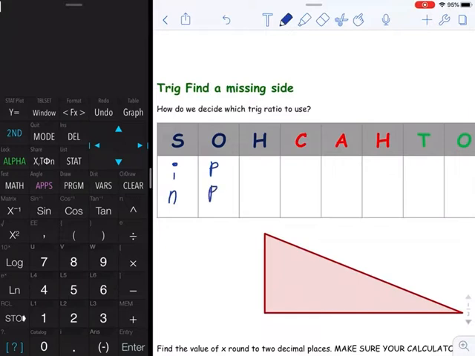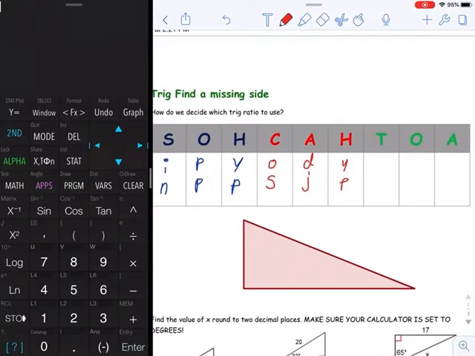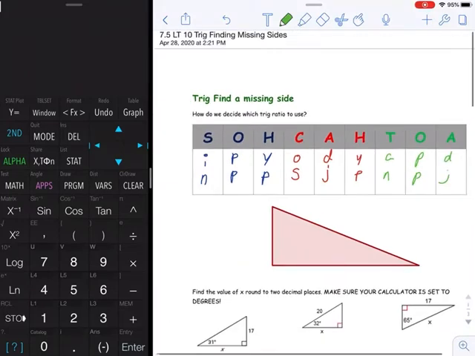So you use sine when you have the opposite side and the hypotenuse. You use cosine when you use the adjacent side and hypotenuse. And then use tangent when you're given the opposite and adjacent sides. So I color coordinated it and made up a word. Sine is opposite over hypotenuse, cosine is adjacent over hypotenuse, tangent is opposite over adjacent.